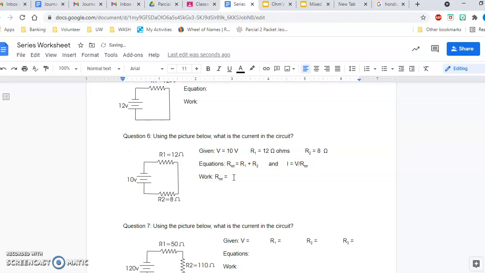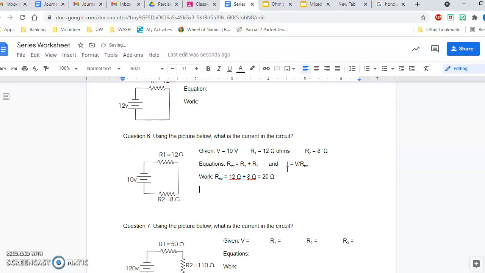And R total is going to be equal to R1 plus R2. So I have 12 ohms plus 8 ohms. And I know all of you are very, very good at addition, and so everyone is probably shouting, Mister, that's 20 ohms, which is correct. So our R total is 20 ohms.